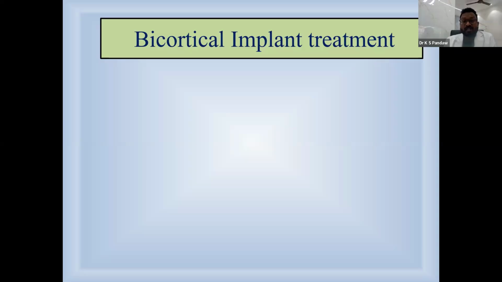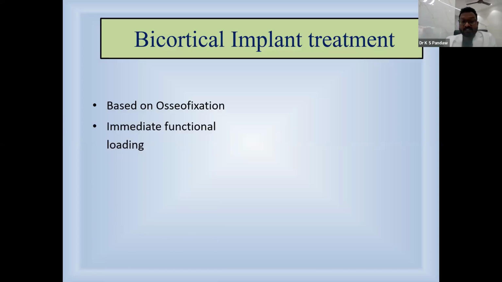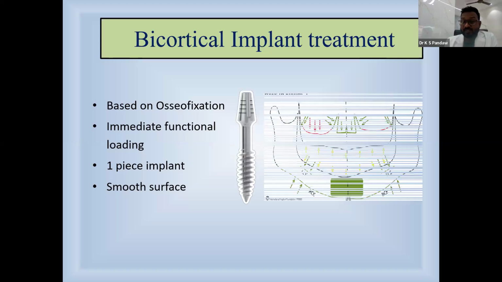Second, the most commonly used implant is the bicortical implant or basal implant. It is called bicortical because it engages both of the cortices. It is mainly based on the concept of osseofixation. The conventional implant is based on the concept of osseointegration, but the bicortical implant is based on osseofixation. So it is used for immediate functional loading. They are one-piece, smooth surface implants.